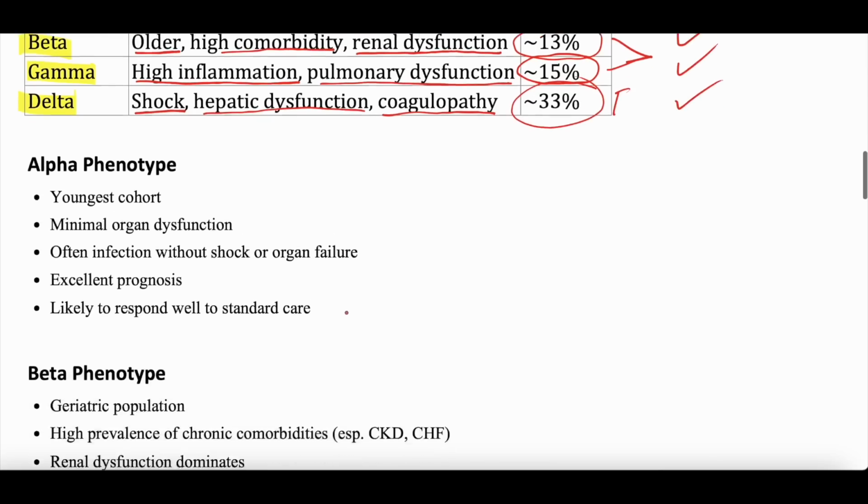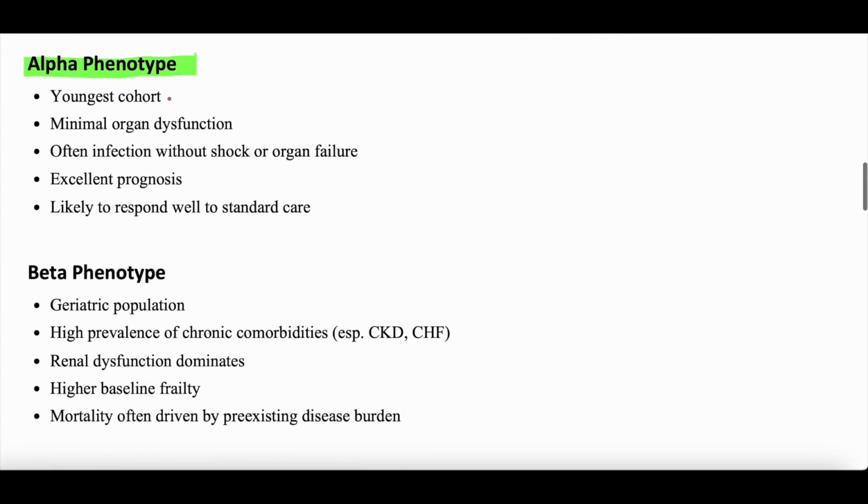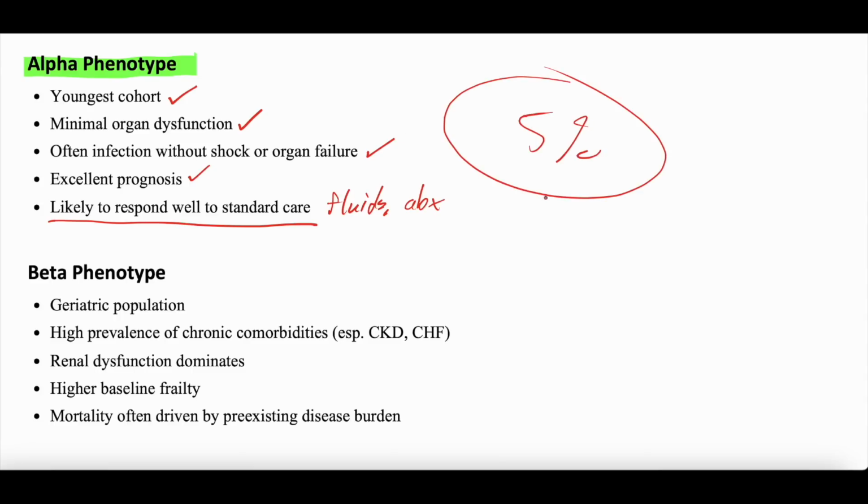If we were to describe these a little bit more, because we think this is important, the alpha phenotype, again, were younger patients. They did not have a lot of organ dysfunction. They often weren't in shock, and they had a really good prognosis. They responded well to standard care, fluids and antibiotics. And remember, the mortality rate for alpha was about 5%.